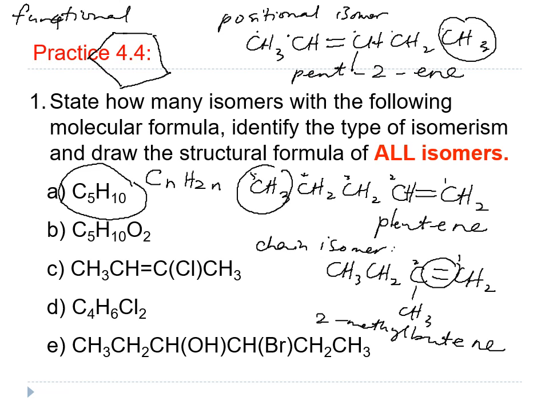So let's count 1, 2, 3, 4, 5 carbon, and each of the carbon would have 2 hydrogens, so it would be an alkane. So this is the functional group isomerism for this molecular formula, and the name is cyclopentane. Okay, that's it.